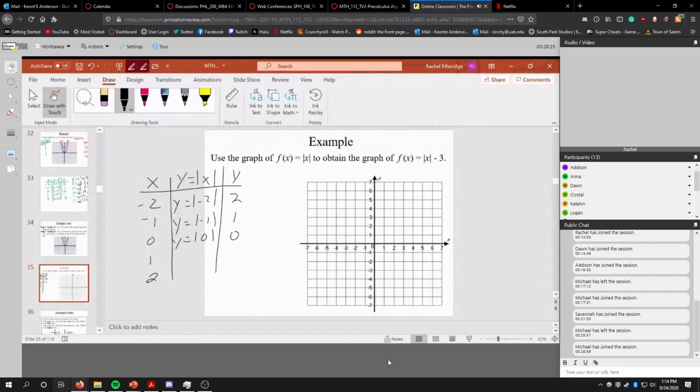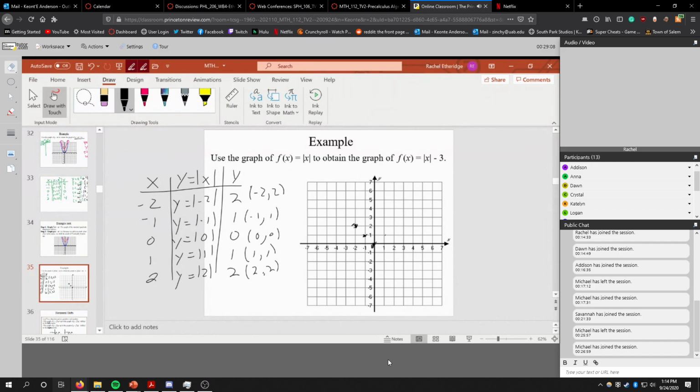Absolute value of 0, you get 0. Absolute value of 1. Absolute value of 2. So those are your ordered pairs for y equals absolute value of x. So we have -2, 2, -1, 1, 0, 0, 1, 1, 2, 2. And remember when we were in the last section, we said we'll just make sure that we get a V.